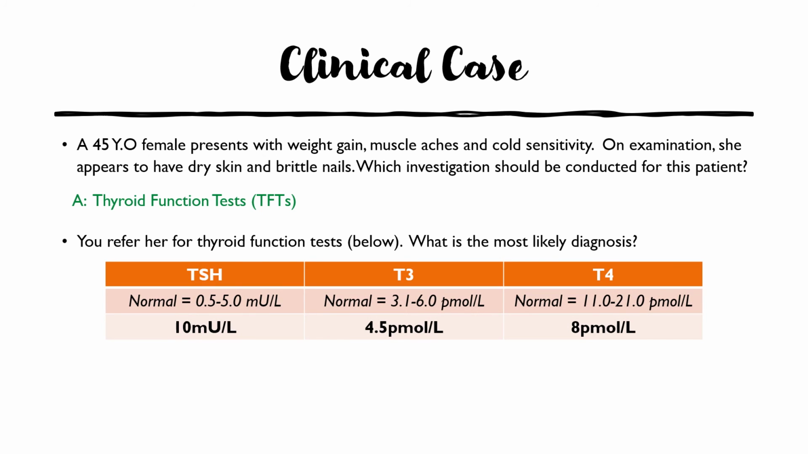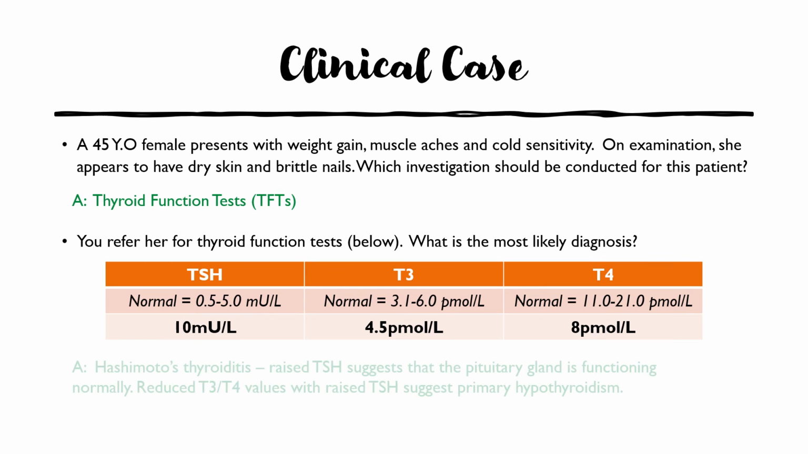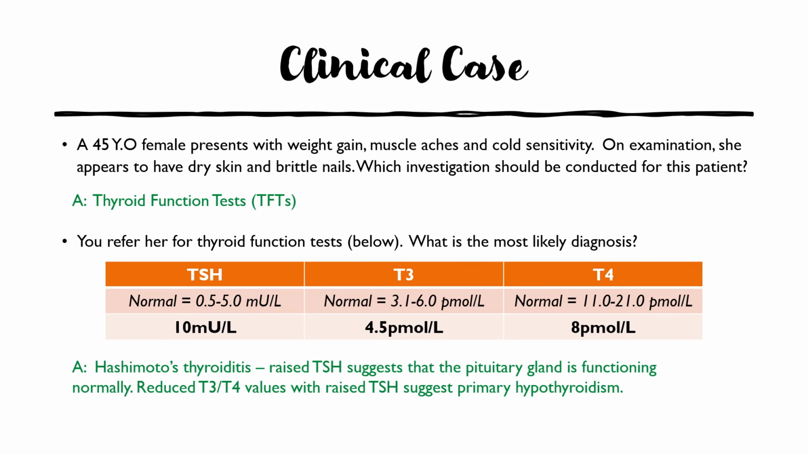As a follow-up question, you refer her for thyroid function tests. What is the most likely diagnosis based on these findings? So I've included the normal values for TSH, T3, and T4, and the patient's values underneath in bold. And in this case, the most likely answer is Hashimoto's thyroiditis.